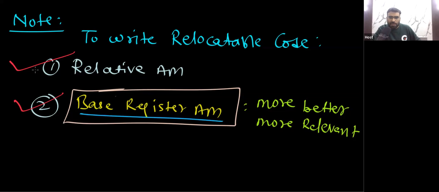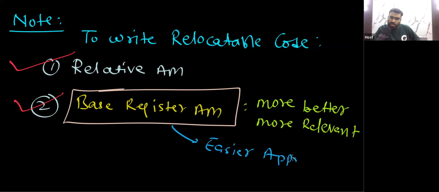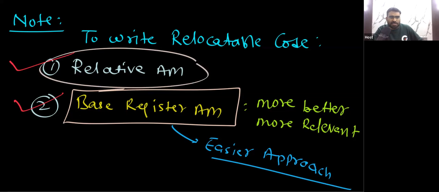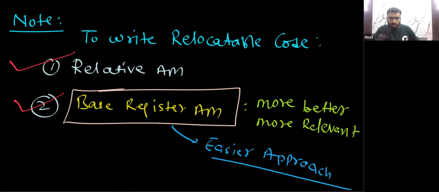But remember, this base register addressing mode is a much easier approach. So I can say this is mostly used. And for branch instructions, we mostly use relative addressing mode. Remember, for branch instructions, we mostly use relative addressing mode.